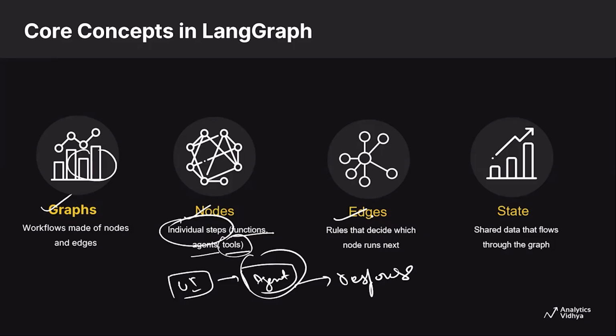And as I mentioned previously, these nodes are connected together via edges, which are rules that decide when the flow should move from node 1 to node 2, from node 2 to node 3, and so on.